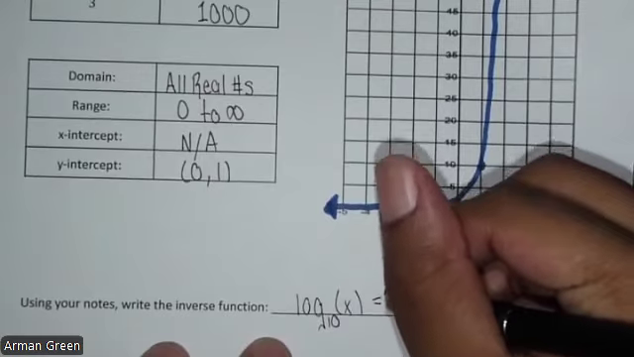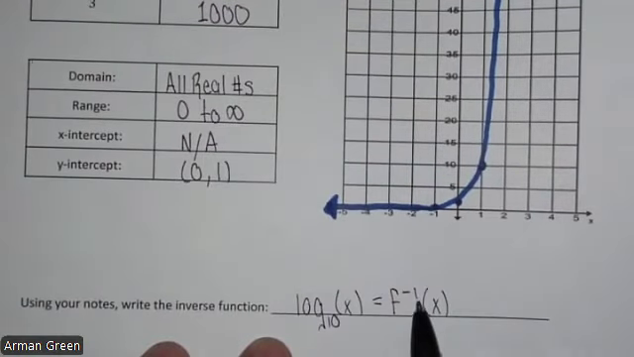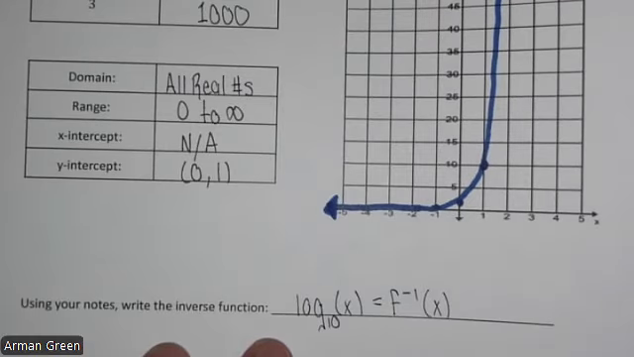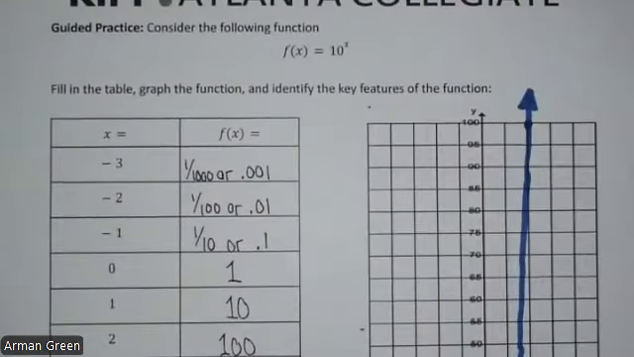And again, if we want to use that notation, we will say that this is equal to f inverse, okay? F inverse of x. That's how we say this. So log base 10 of x, that is the inverse of this function here at the top.